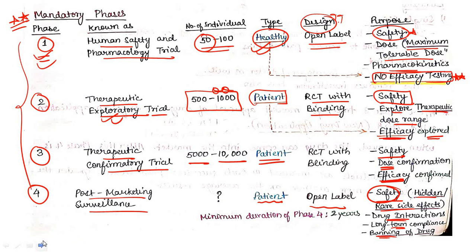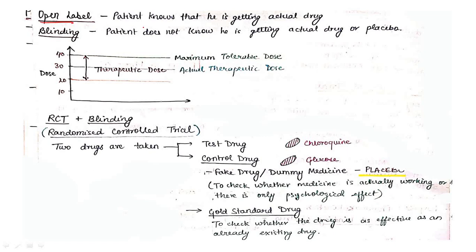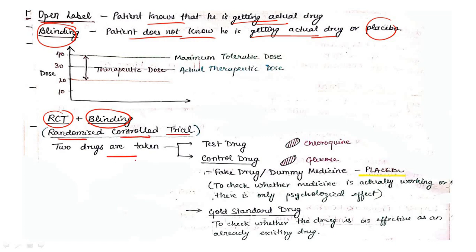So moving to the next. Now, what is open label? Here the patient knows that he is getting the actual drug, but in blinding the patient does not know whether he is getting the actual drug or a placebo. And RCT with blinding means randomized controlled trial. Here 2 drugs are given, one is your test drug and one is your control drug. Suppose the test drug is chloroquine and the control is glucose. And the fake drug or dummy medicine is known as placebo.